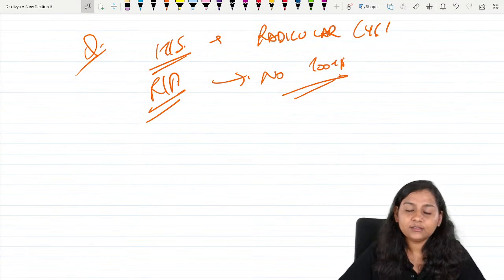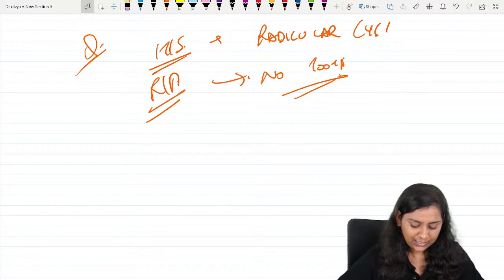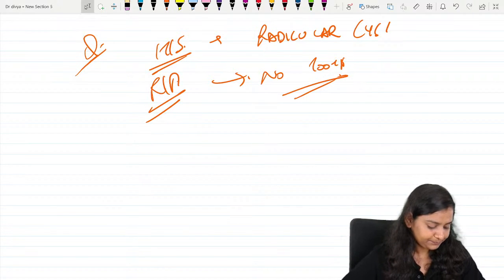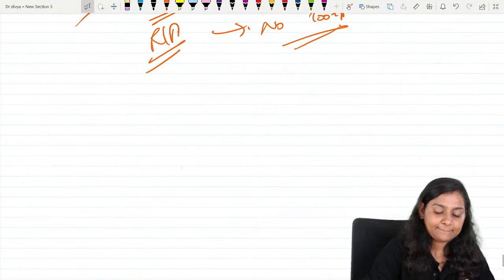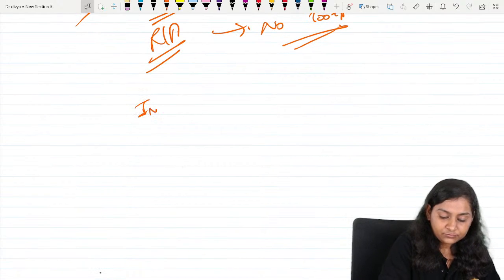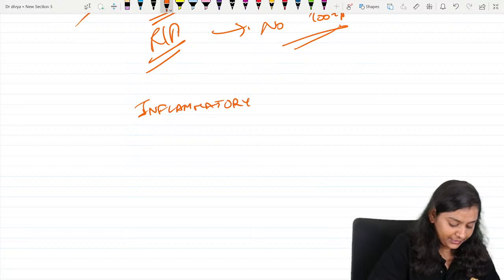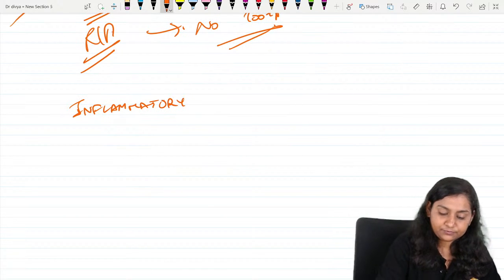So everyone, please give me a thumbs up if radicular cyst is clear, so that we can move on to the inflammatory collateral cyst. After the inflammatory collateral cyst, we will take a 10 minutes break. Then we will start with dentigerous cyst.